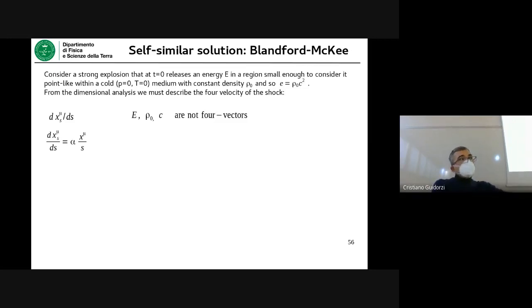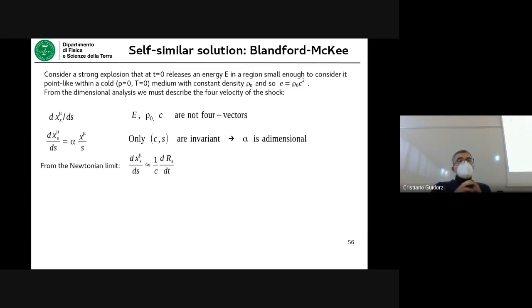Here we want it to be a four-vector, because this is a four-vector, and this is a four-vector. We need to have a Lorentz invariant relation. So on the right hand side of this equation we must also have a four-vector. And the only way to have a four-vector with this quantity is just alpha x^mu over s, where alpha is a dimensionless constant, which we don't know yet. Indeed, that's exactly what I just told you.